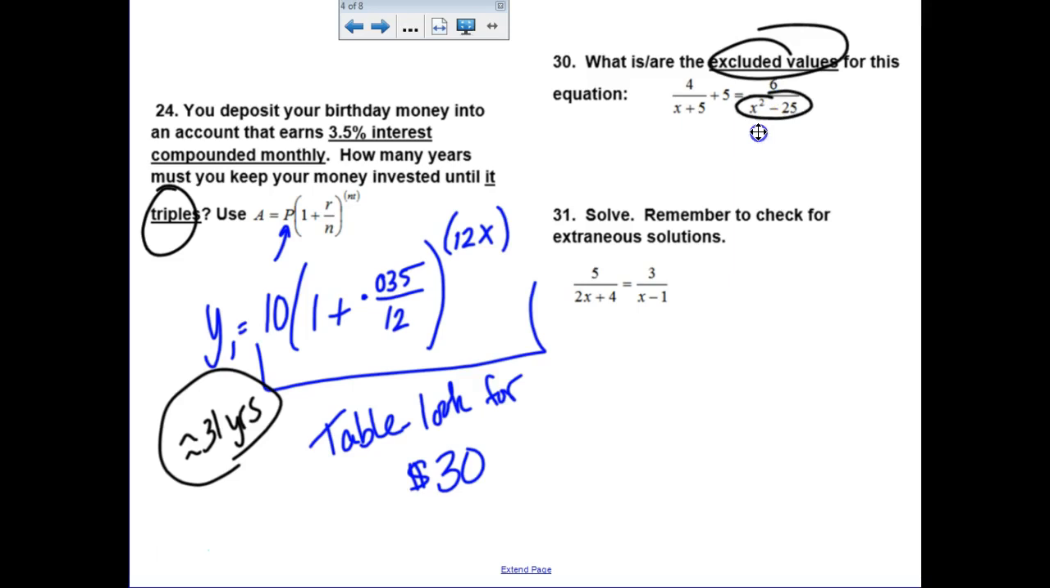Remember, this factors into x plus 5 times x minus 5. So excluded values are things that would give me a 0 in my denominator. So x cannot be positive 5 or negative 5. Those are the two things I can't have.